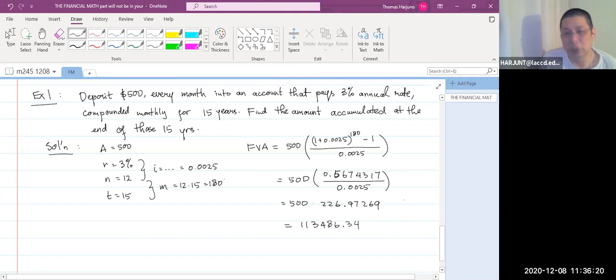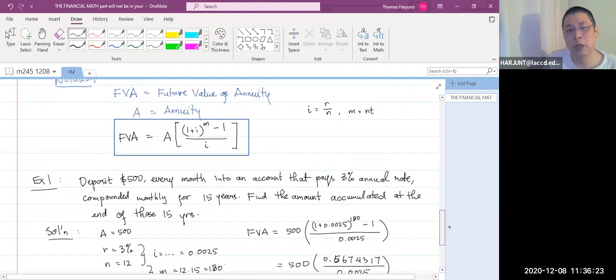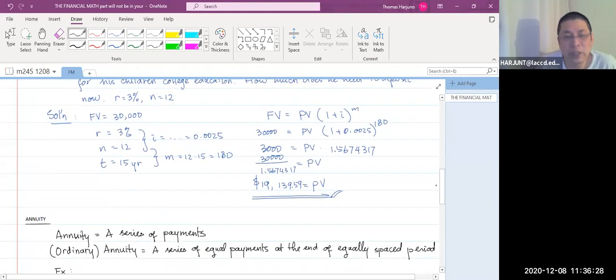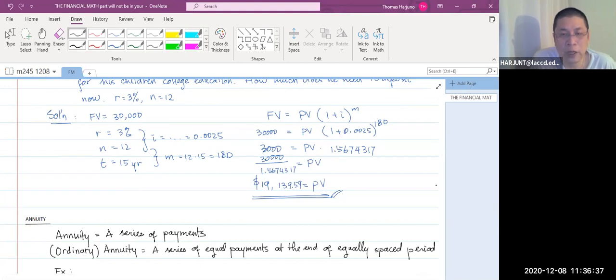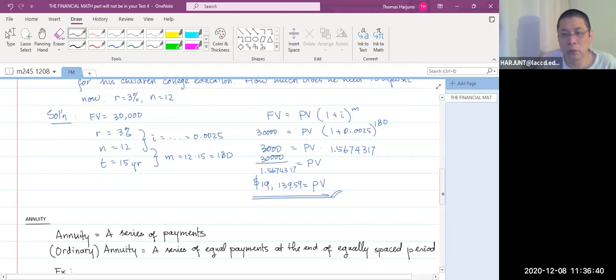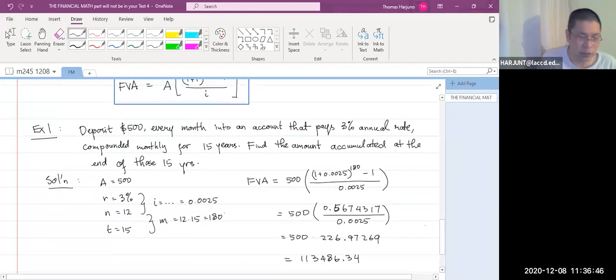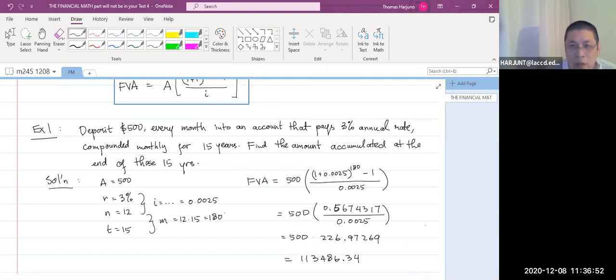Now, let me change the question to you. And imagine this from a father's point of view, okay? Which is heavier for a father: to come up with $19,000 right now and leave it there for 15 years, compared to setting aside $500 at the end of every month? Which is easier? One time $9,000 something, or 180 times $500 every month? Now, you decide.